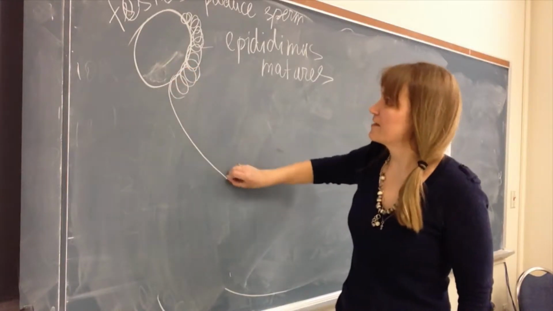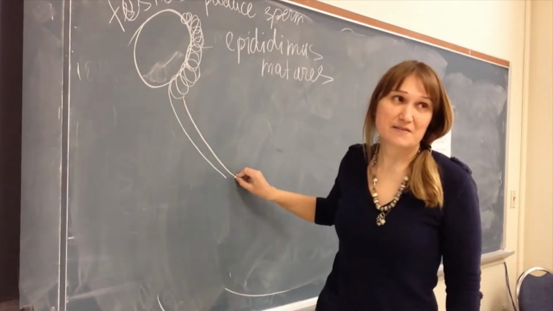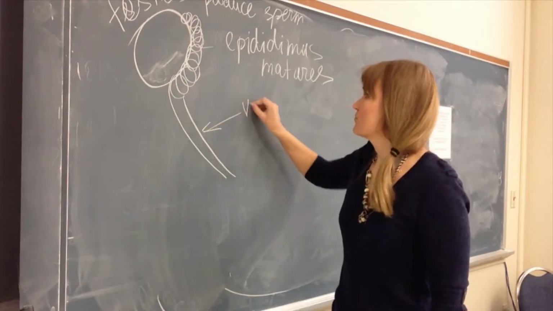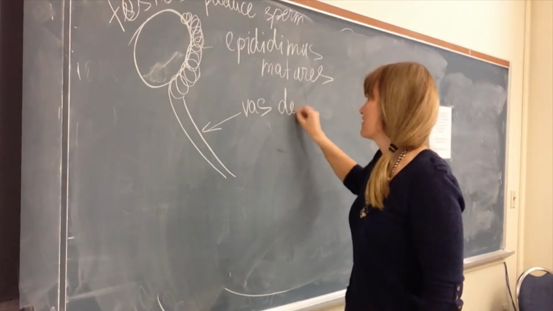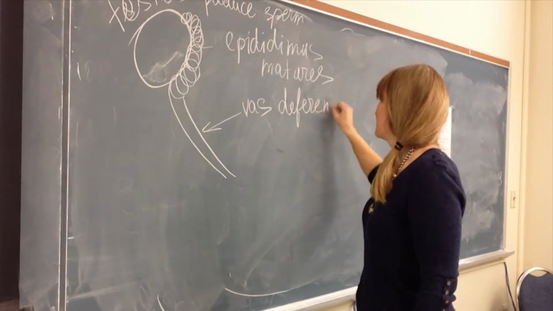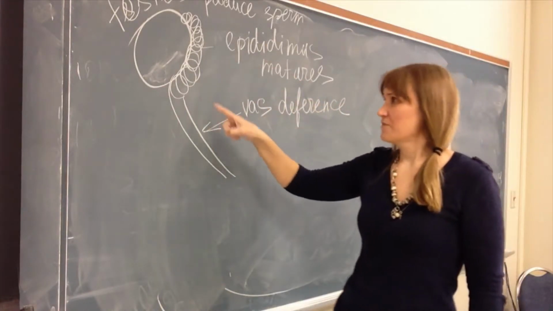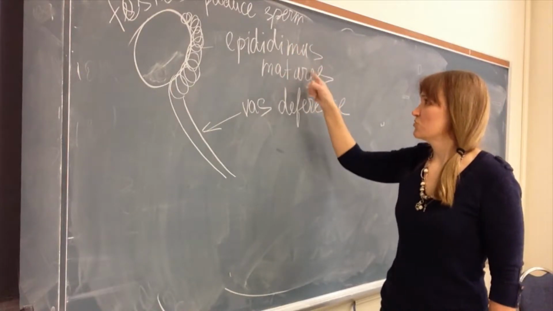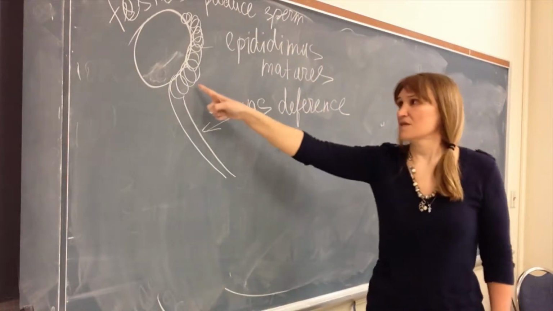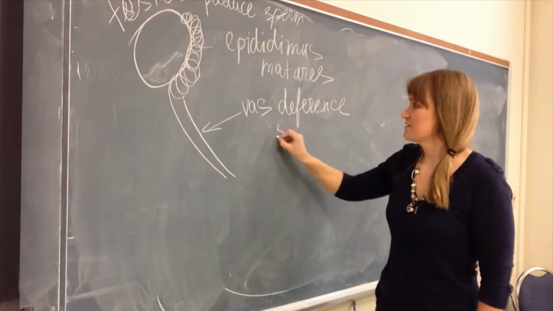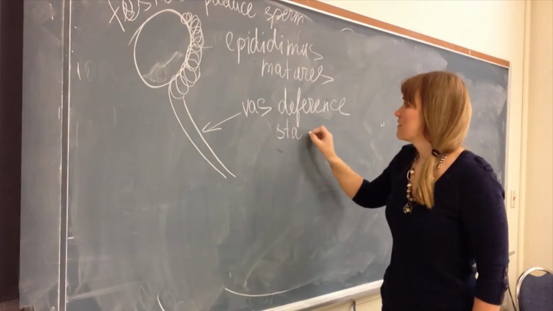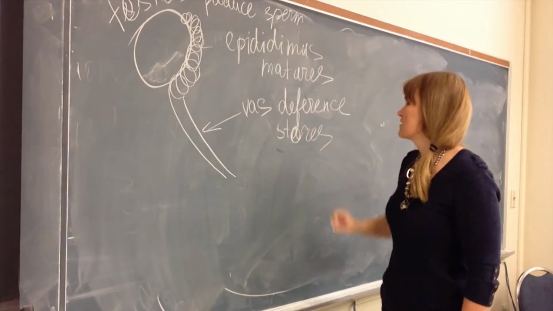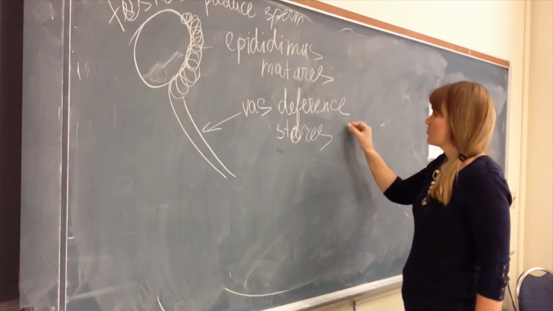Then we're going to have another tube. This is a pathway for sperm delivery. And the next one is called the vas deferens. By the time sperm has matured in the epididymis, it is being put in the vas deferens. Vas deferens stores the sperm.